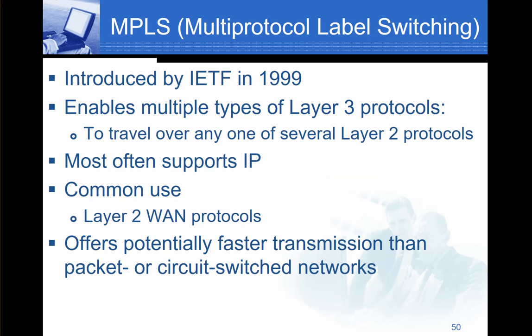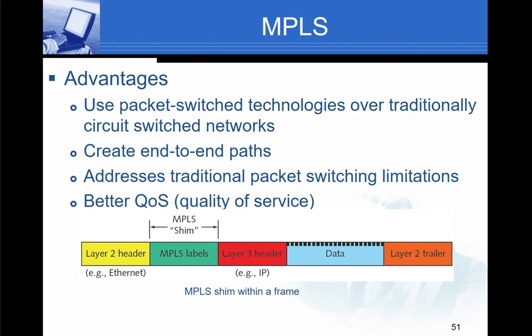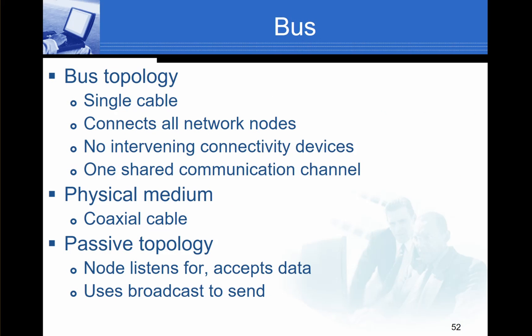So again, you have multi-protocol label switching in here. That's for IP and Layer 2 WAN. Here are the advantages of it. Most important is the quality of service, which is very, very important. So you can see how the packet travels in here.